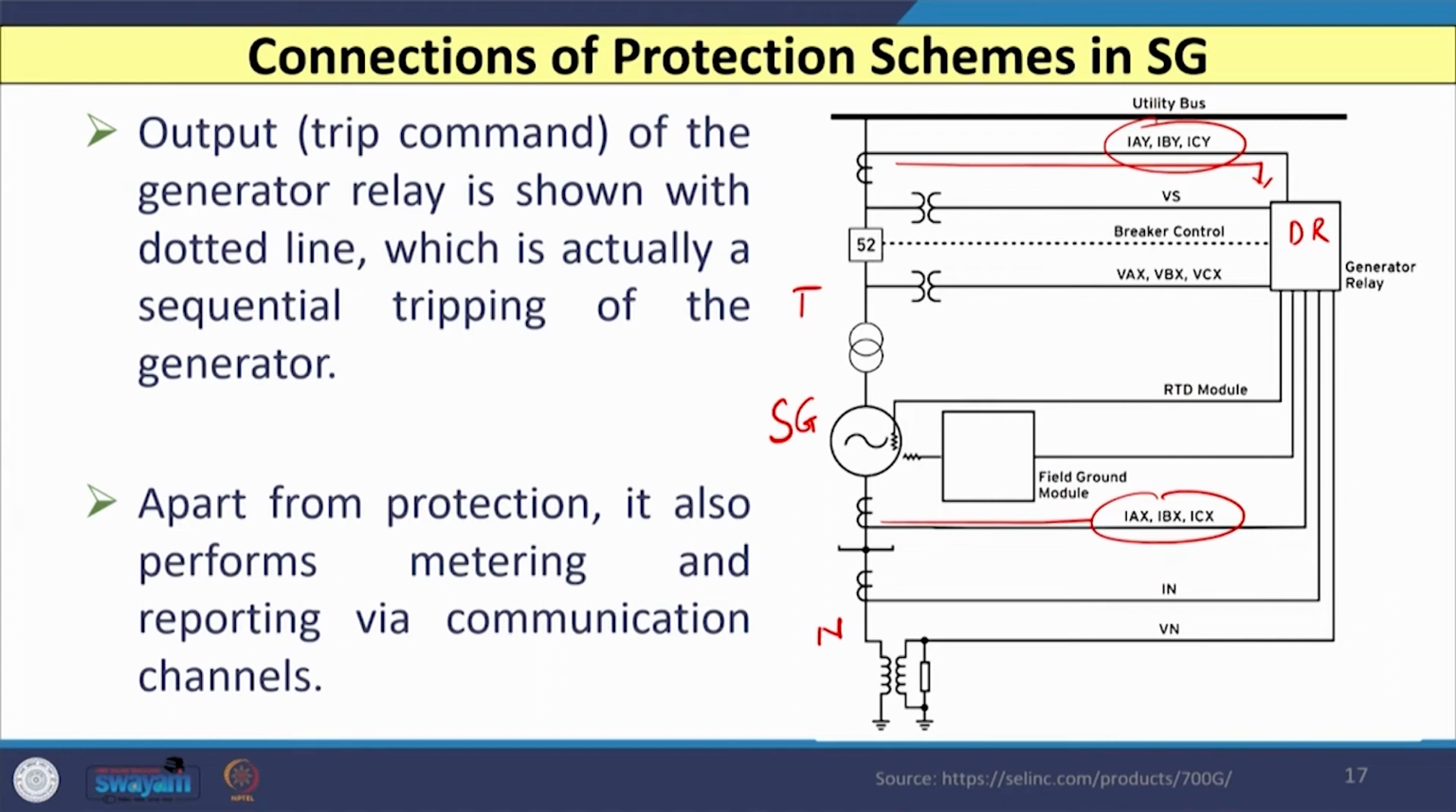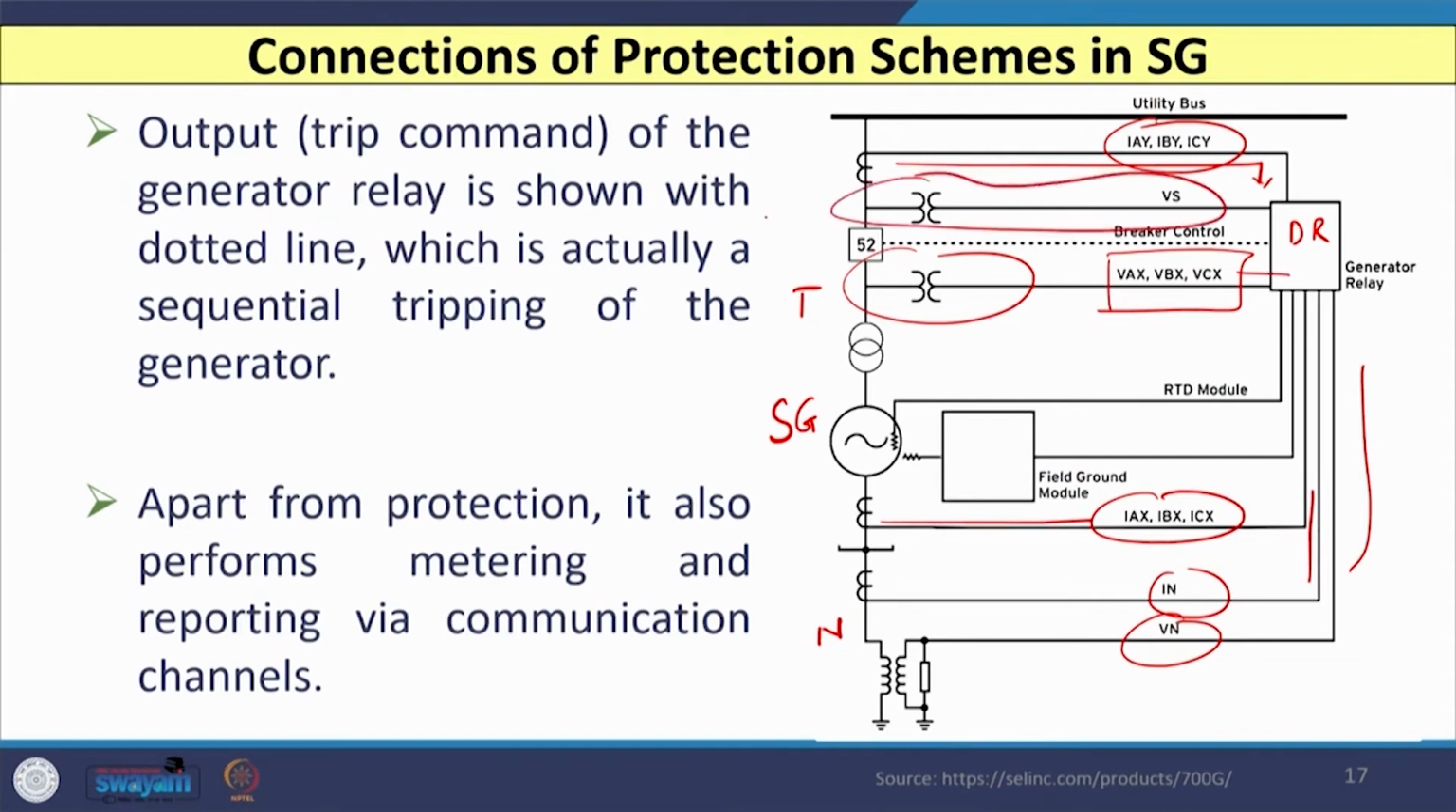From the neutral side, the neutral current IN and neutral voltage Vn, these two signals are also given to the relay, and with this you can see that the signals from the PT secondary are also given to the relay. The three voltages Vax, Vbx, Vcx are given, and at the same time the synchronization voltage Vs input is also given to the digital relay. Further, if we are going to monitor the winding temperature, then the output of the RTD module is also given as an input to the digital relay.